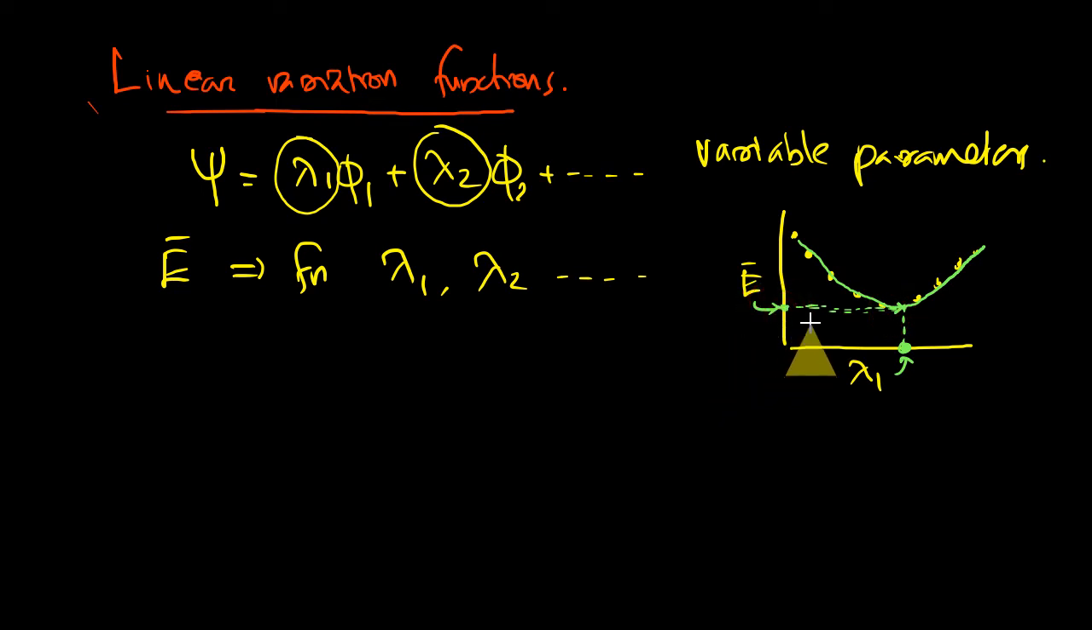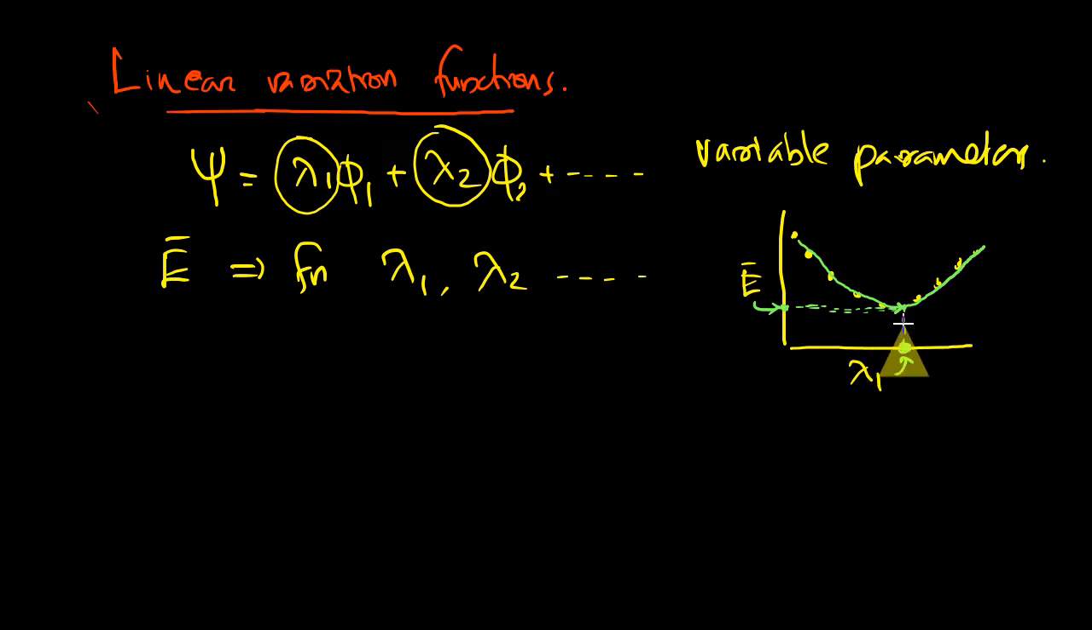So the acceptable value of lambda 1 will be this one, because for all other values of lambda 1, you will get a higher expectation value. So we will be looking for the minimum expectation value. That is what we are doing here.